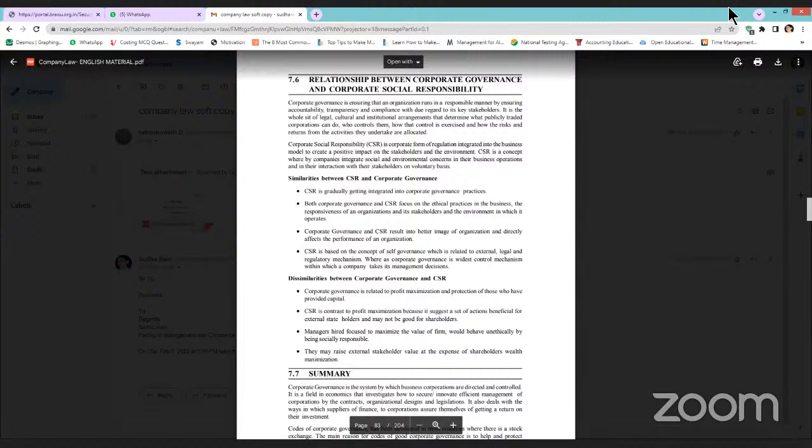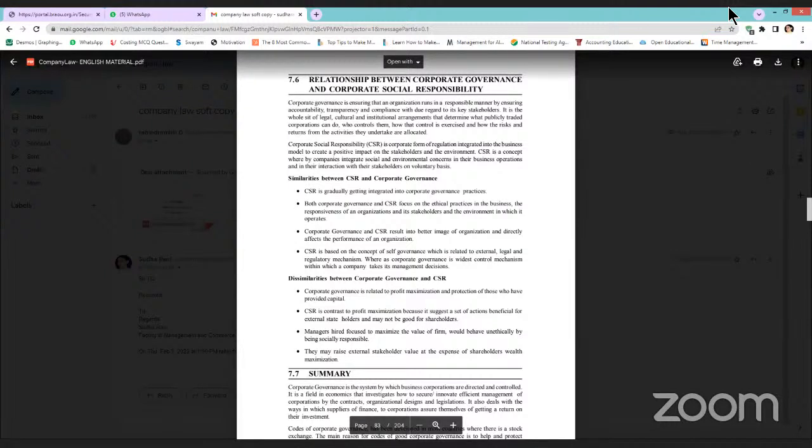Both corporate governance and CSR focus on ethical practices in the business, the responsiveness of an organization to its stakeholders, and the environment in which it operates. That is part of transparency. Transparency is part of corporate governance, and the same in corporate social responsibility. Why transparency? Because you are ethical in your working. So both focus on the ethical practices of the business.